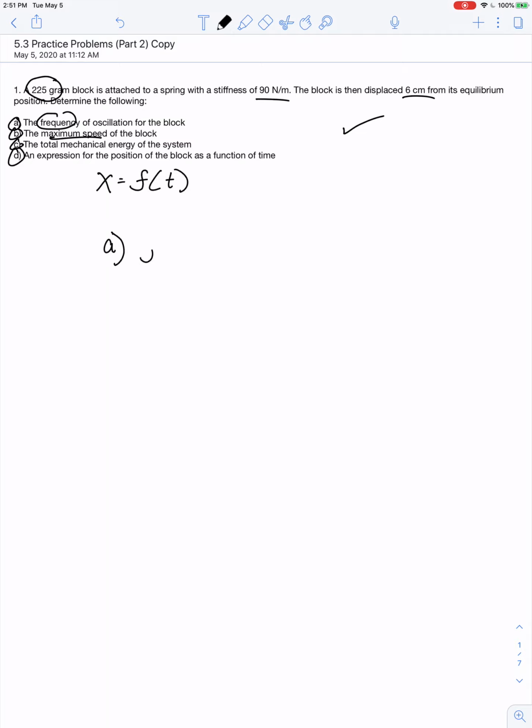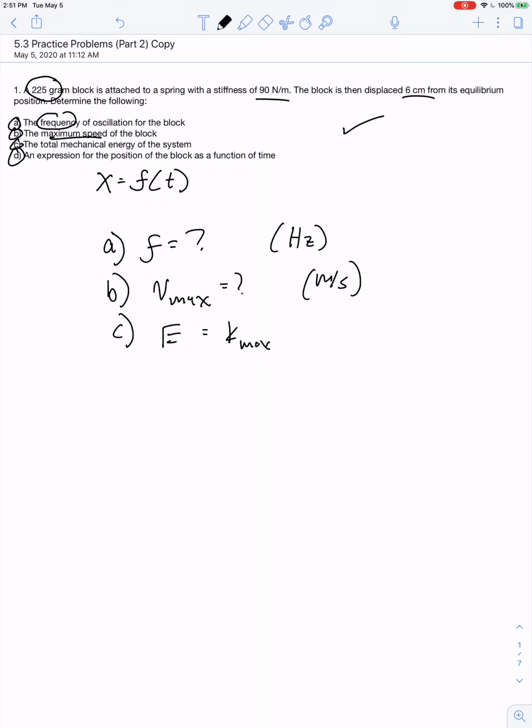So A, find f, that should be measured in hertz. B, find v maximum, that of course would be in meters per second. C, find the total mechanical energy. This is the same thing as the maximum kinetic energy, which in turn is the same thing as the maximum potential energy. That should be expressed in joules. And then D, what is position as a function of time?